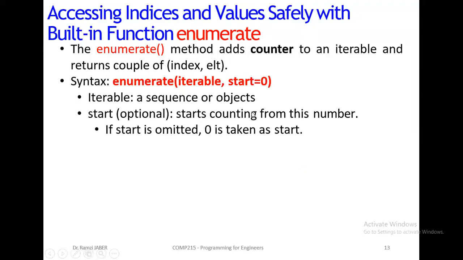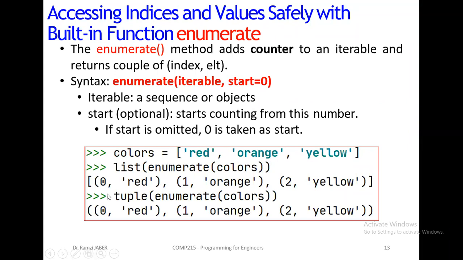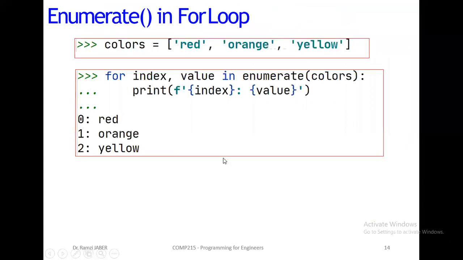Okay. So the output will always be a couple: an index and the element. Here we have another example. Of course, we can use enumerate in a for loop, with the same list: red, orange, yellow. For index, value, we have two variables here, an index and a value, in enumerate color. As before, it must contain two variables.